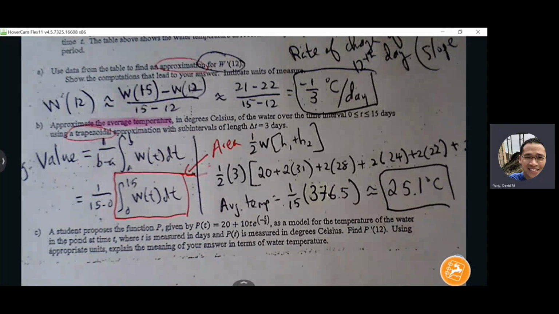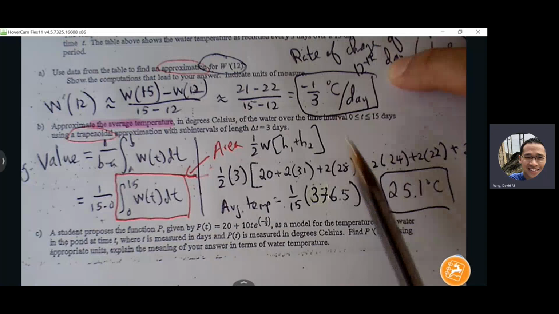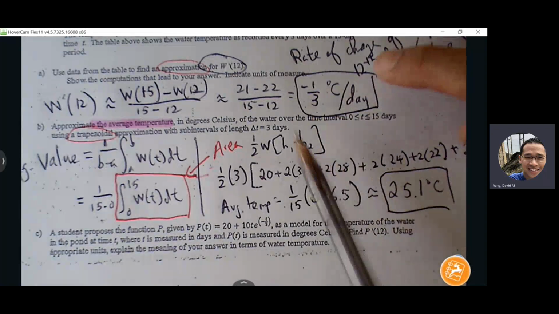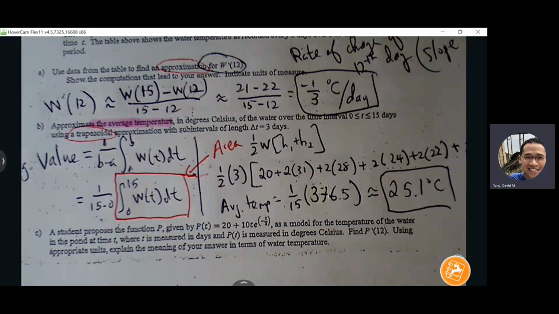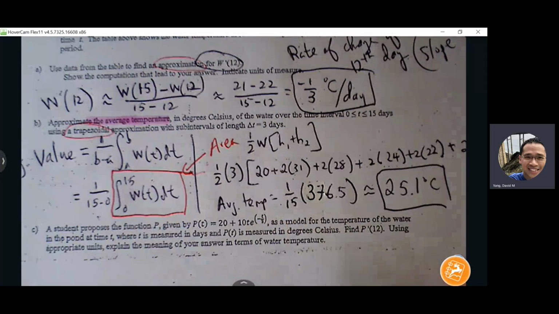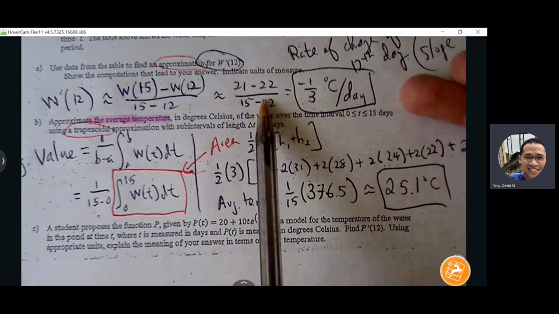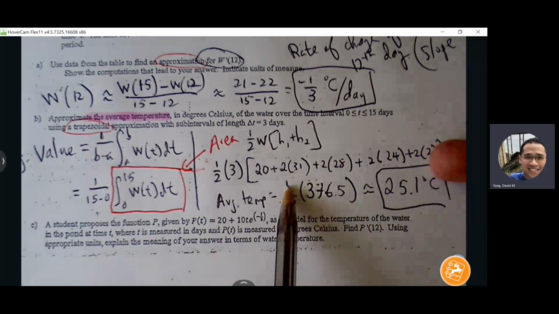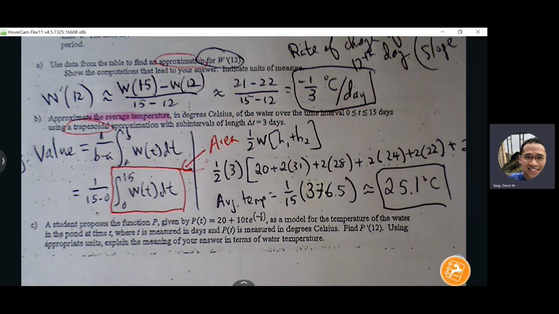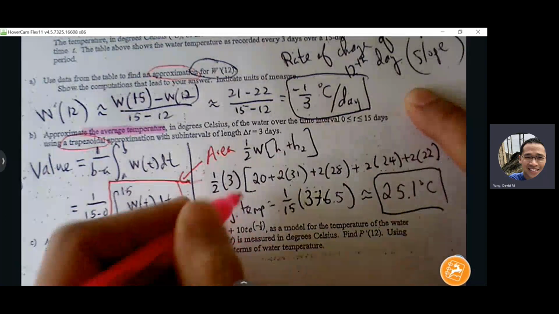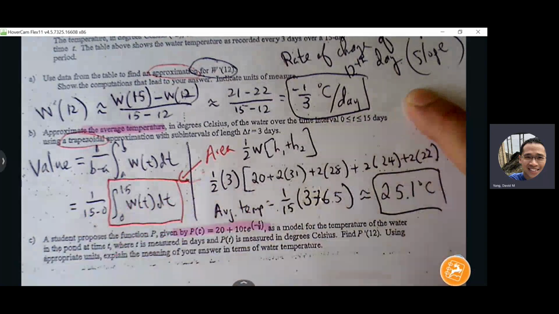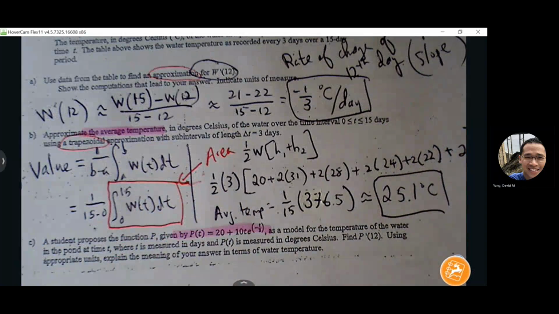Okay, any questions so far? So now part C and D, we're going to revisit the concept from A and B. In A and B we were doing approximation, but in C and D you're actually given the function, so you can use the calculator to find the exact rate of change and the exact area. So we're going to go to our calculator and revisit the concepts from A and B, but from a more accurate standpoint.